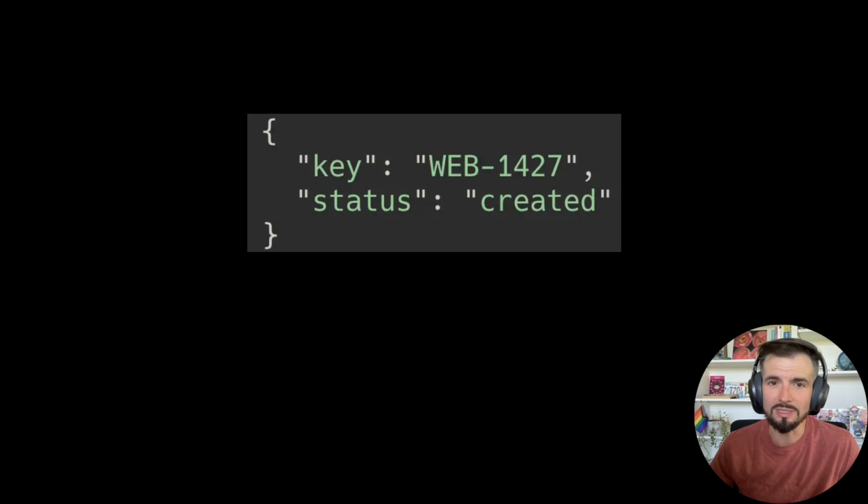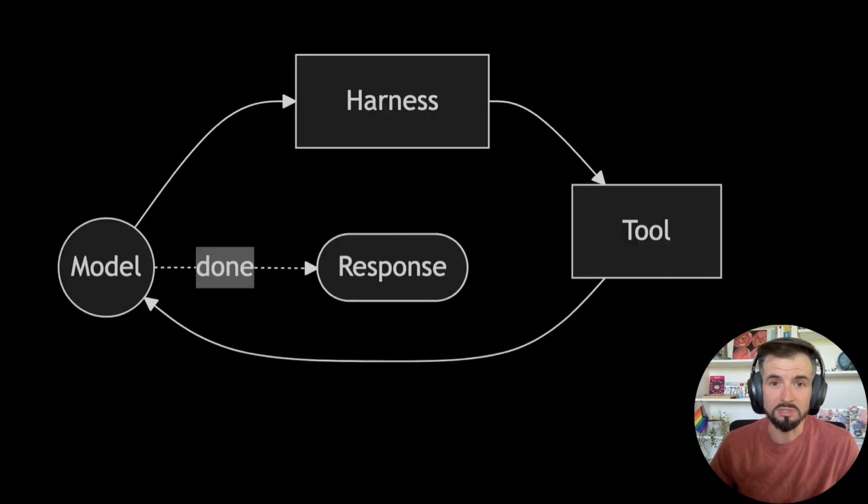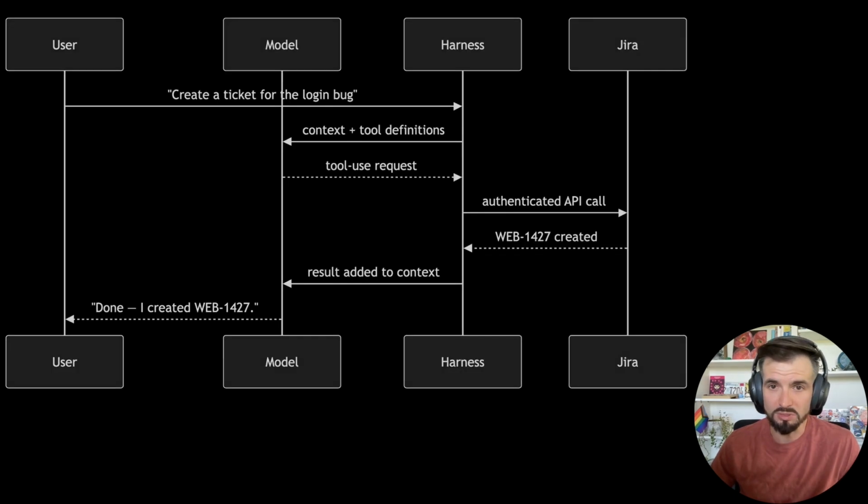The tool usually does not formulate the final response to the user. It returns data. The harness then puts that result back into the model's context and invokes the model again. The model can now see that the request succeeded and that the new ticket is WEB1427. It uses that information to produce the response the user actually sees. So, what looked like one interaction was probably at least two model invocations. The first inference selected a tool and generated its arguments. The application executed the tool. The second inference interpreted the result and generated a response.